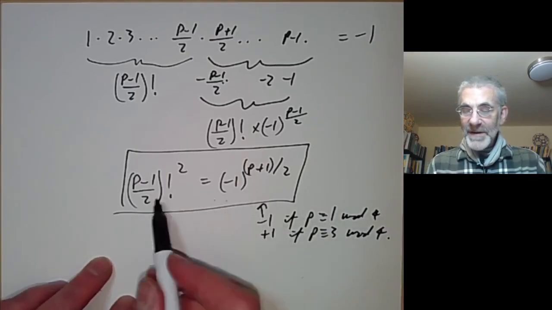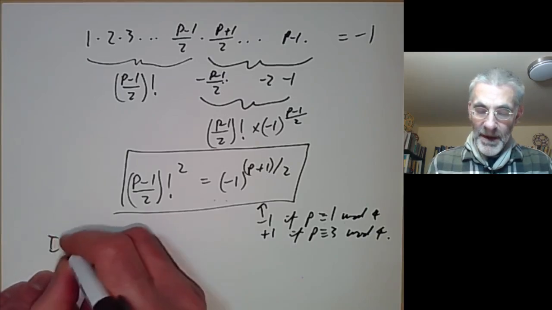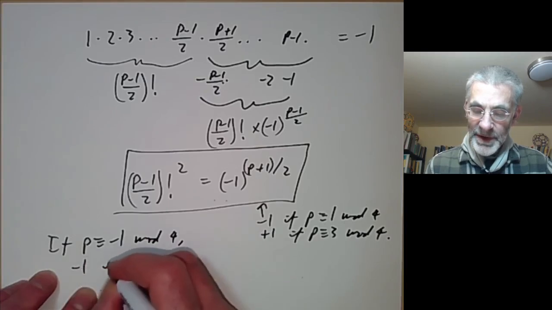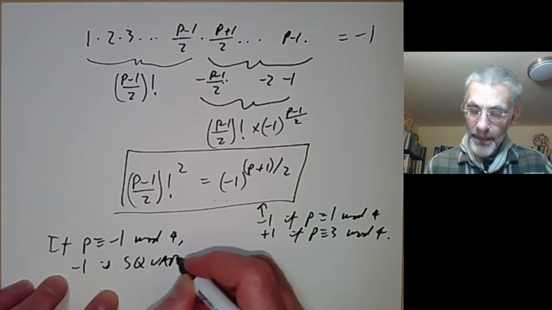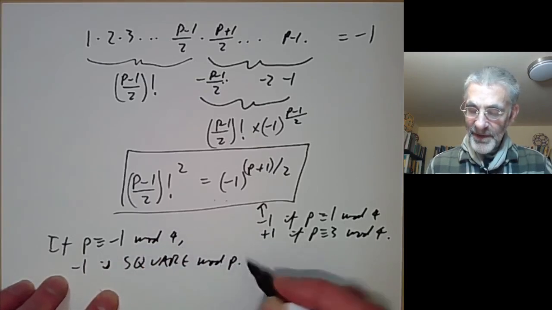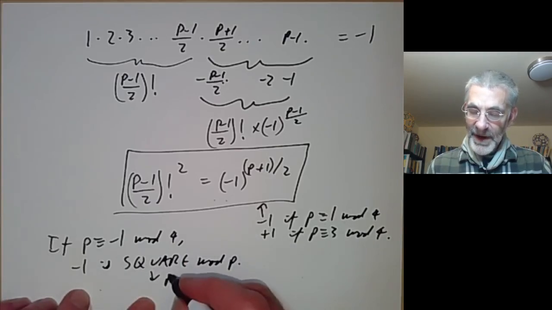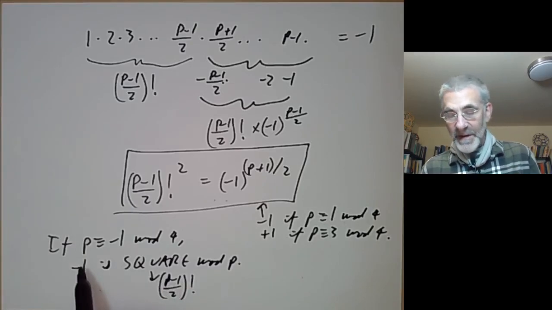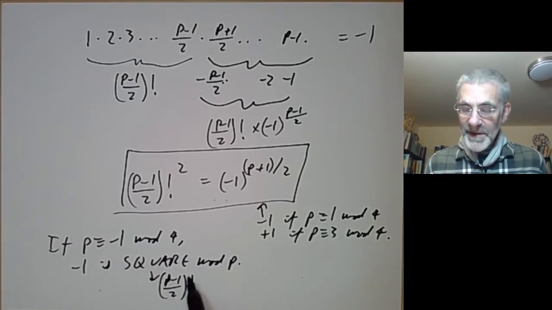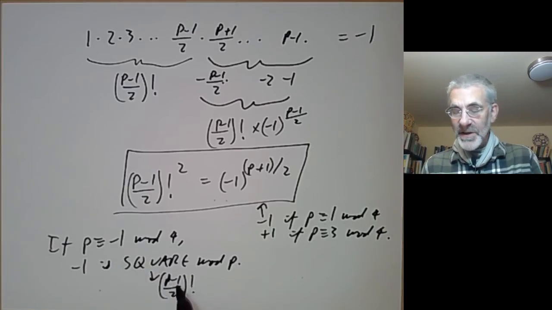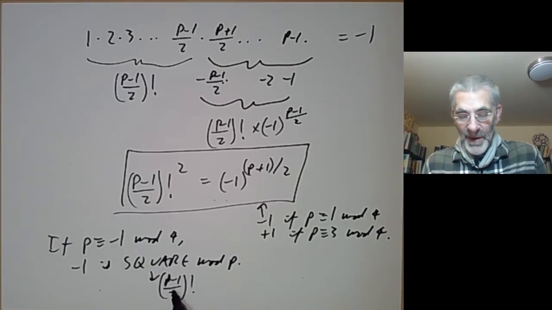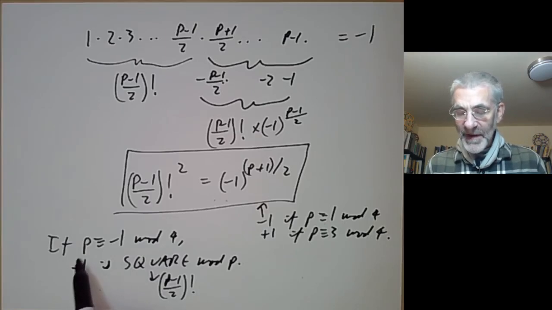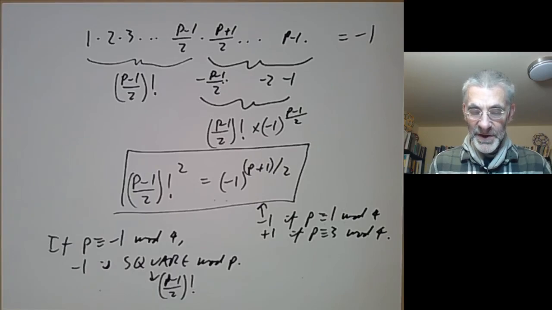So we now have this slightly funny result. If p is congruent to 1 mod 4, then minus 1 is a square mod p. In fact, it's the square of ((p minus 1)/2) factorial. We can actually write down an explicit formula for this square root, although, as I said, this explicit formula is totally and utterly useless because we can't calculate ((p minus 1)/2) factorial very easily. There are actually fast ways of calculating the square root that we'll mention later.